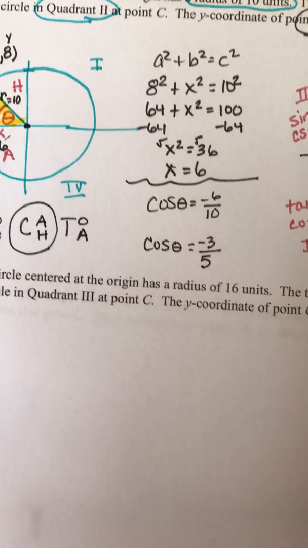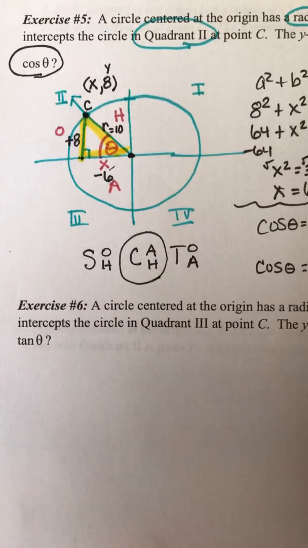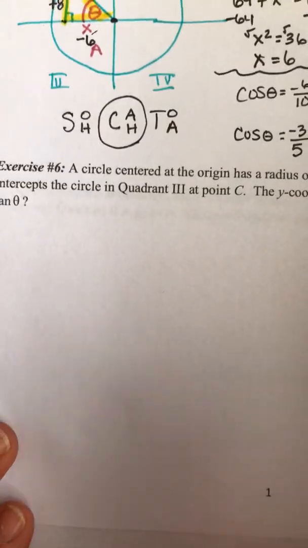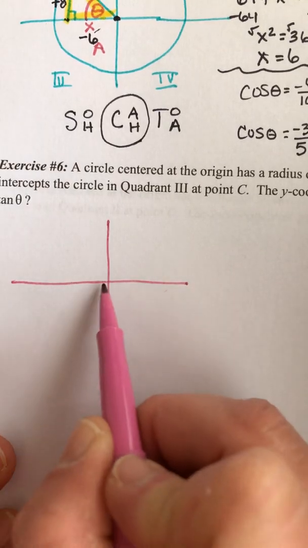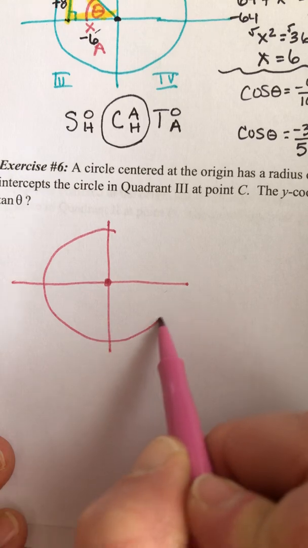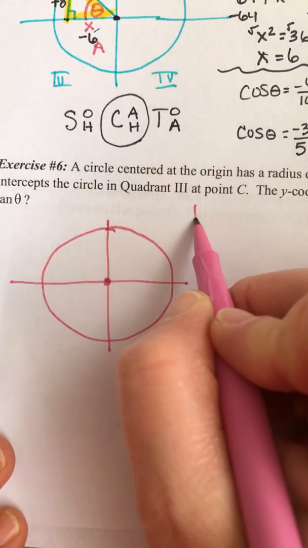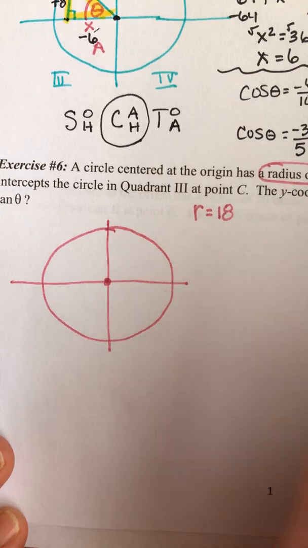Let's do this last example. We have a circle centered at the origin and has a radius of 18. Let's go ahead and sketch that. A circle with a center at the origin, and my radius is 18. I'm going to write that down because I'm going to need to know that.